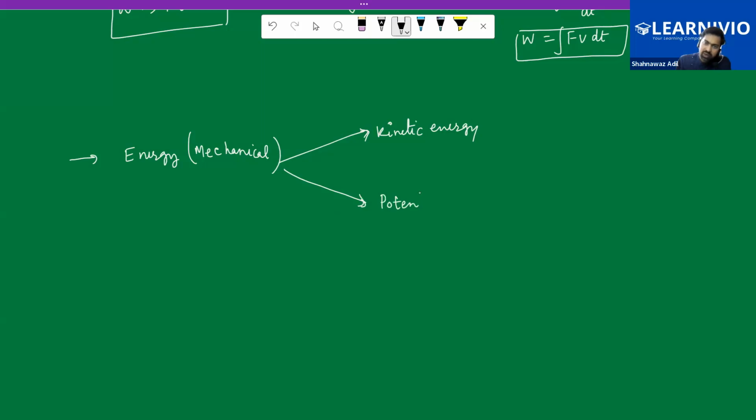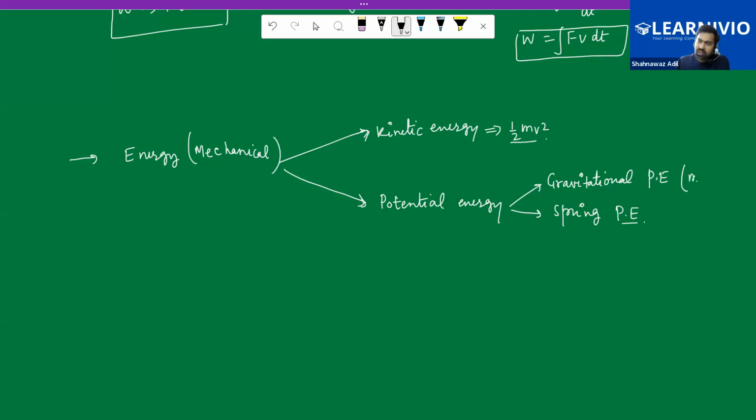So if you have a conservative force, then you would have the potential energy. This kinetic energy is fixed, and we know that this is half mv square. But potential energy, you can have different kinds. One is gravitational potential energy, and then you have spring potential energy. The gravitational potential energy is simply mgh, and spring potential energy is half kx square. These are the things that we have to do.